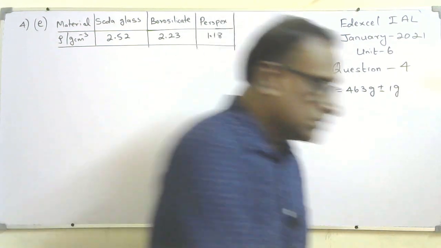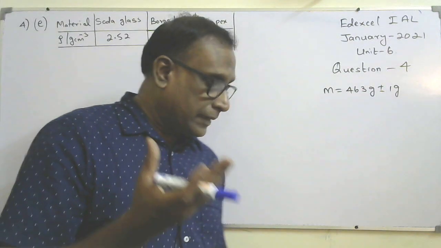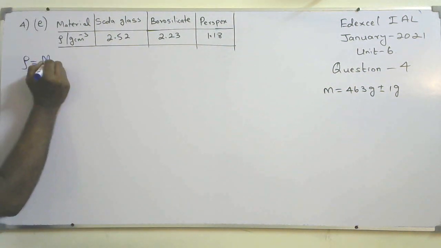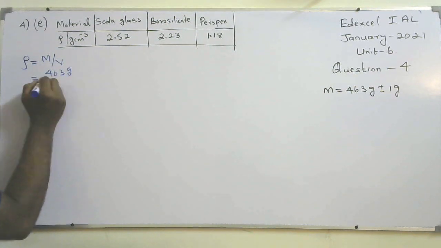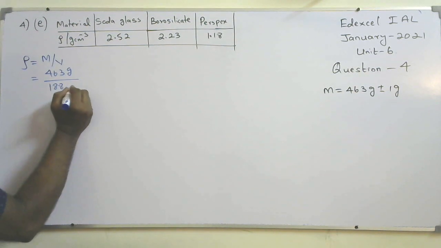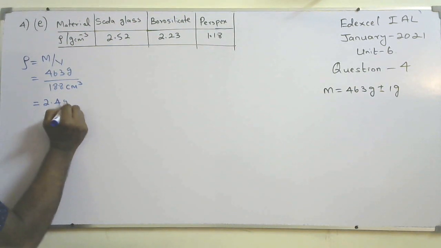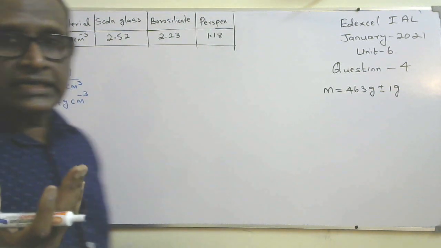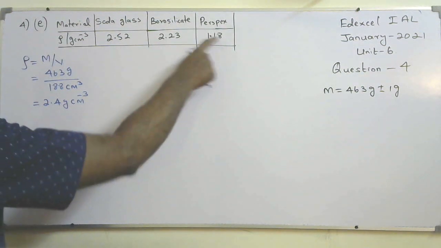We'll try that way. So first we'll find the density of the container we used in the laboratory. You know, density equals mass over volume. Mass is given, 463 gram, divided by volume. We found it 188 centimeter cube. So that is 2.47 gram per cm cube. That is the density of the container I used in the laboratory. Okay, so this is not equal to any of these values.